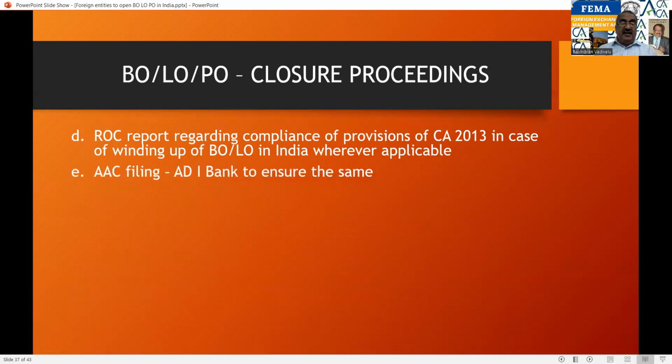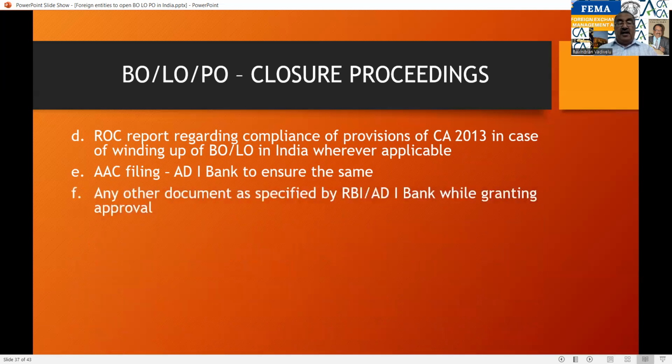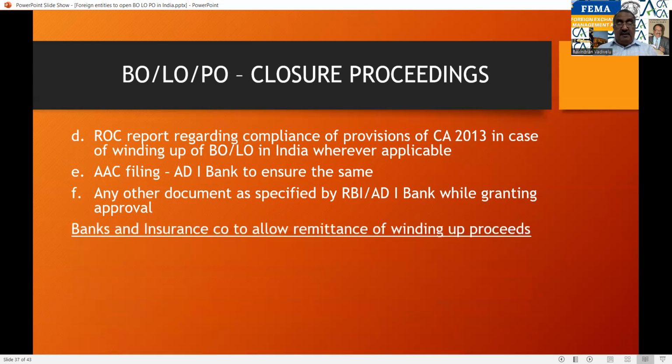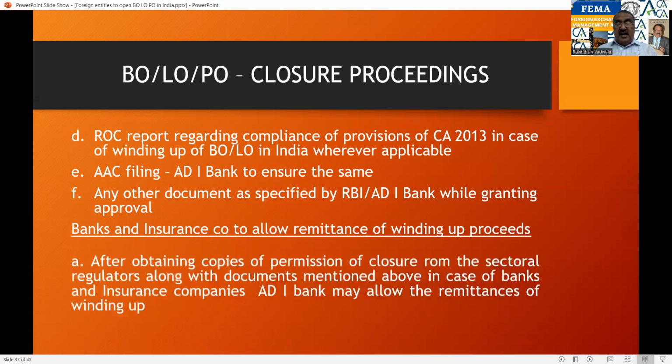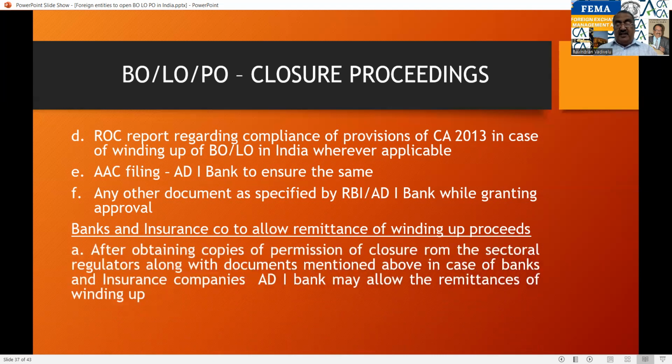Then AAC filing is also a must, and the authorized dealer bank has to ensure the same. And any other document, if required or directed by the RBI or the authorized dealer bank, the foreign entity has to submit towards the closure of the branch office, liaison office, or project office. And for banks and insurance companies, they can allow the winding up proceedings after obtaining permission from the relevant sectoral regulators, and they can transfer the money after the closure of the accounts.